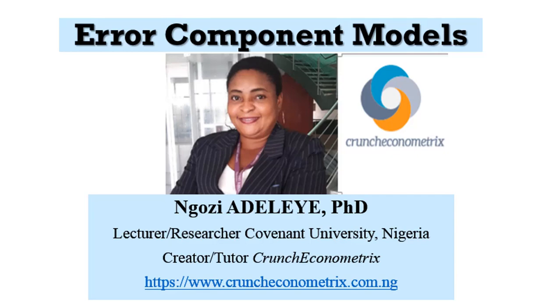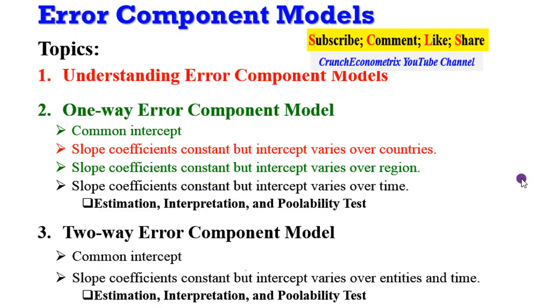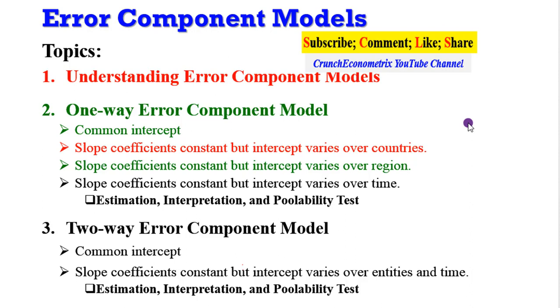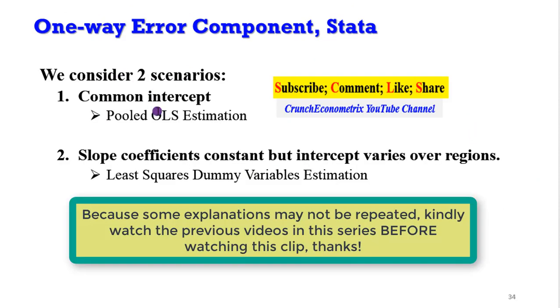We are still on the error component model series. We have covered the estimation of models having constant slope coefficients while the intercept varies over countries. So in this video, I will look at models whereby the slope coefficients are constant, but the intercept now varies over region, vis-a-vis a model having a common intercept. So just like the previous video, two scenarios are considered.